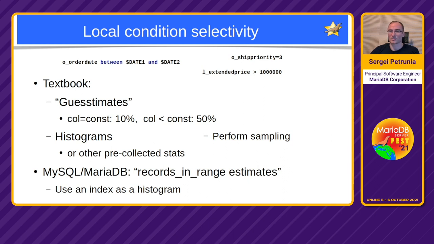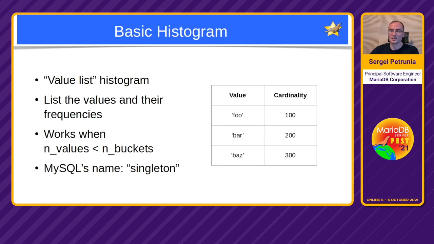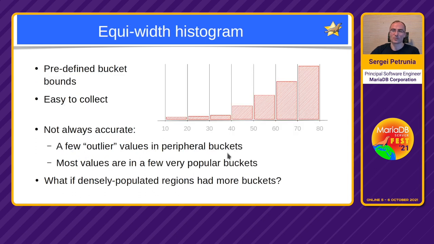Okay, so histograms. The most basic histogram to think of is a value list histogram. If you've got values, you just make a list of values and the number of times each one was encountered. This works as long as the total number of values is limited and you can fit them all in the histogram. MySQL actually collects such histograms and calls them singleton histograms. But if there are many different values and they don't fit in your list, then you need a real histogram.